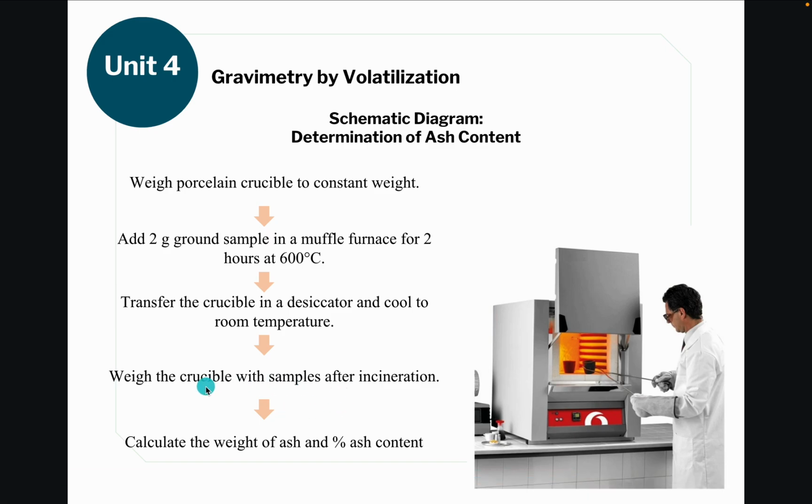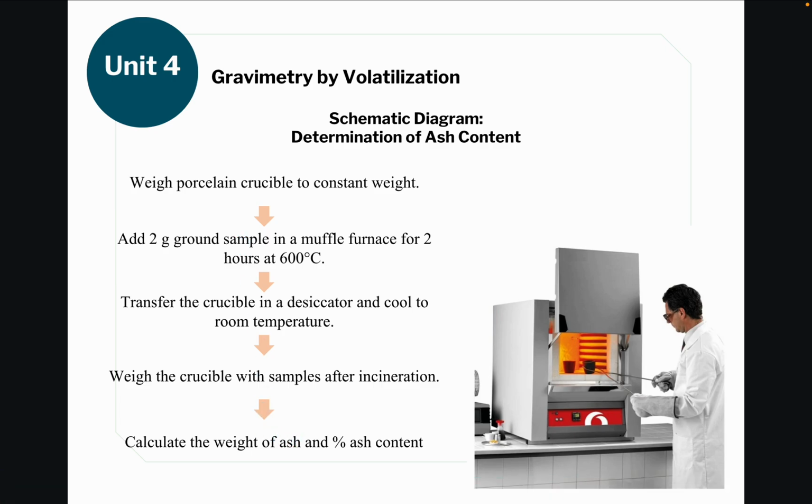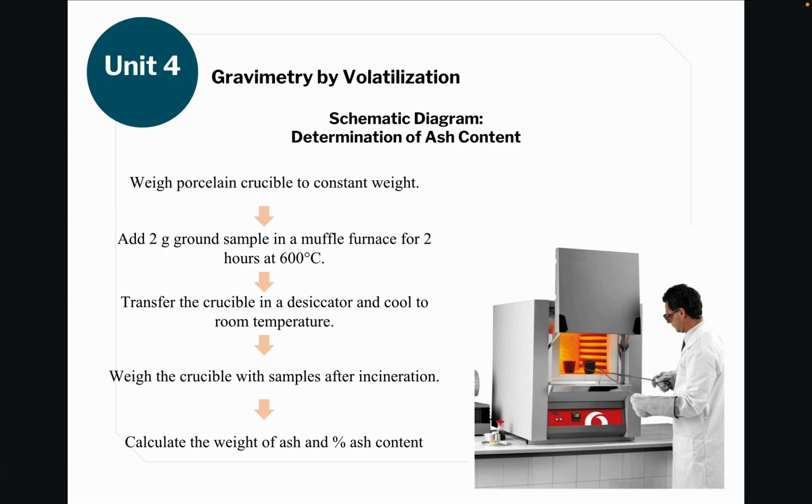And of course, if you're using a crucible, you must obtain the constant weight of the crucible so that there are minimal errors in terms of your weighing. Then we calculate the weight of ash and the percent of ash content. In the calculation, we will be able to know the amount of volatile component as well as the percent ash in our sample. We can use the existing formula for this standard method.